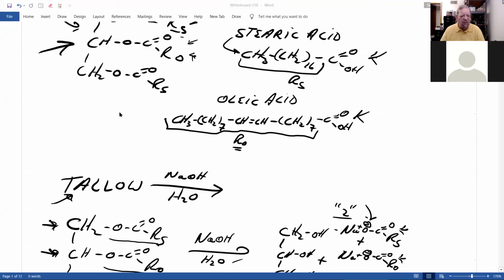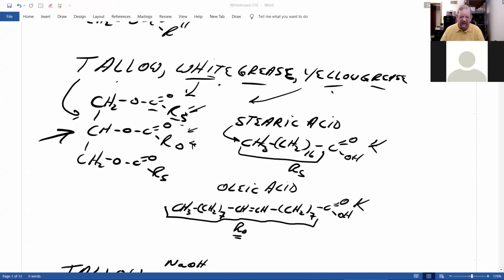Now, again, whenever I say tallow, white grease or yellow grease, this is the structure you should use, this triglyceride. Remember, R sub S stands for this. Actually, it's 17 carbons, 18 plus the carbonyl carbon, to make stearic acid if it's saponified or acid hydrolyzed. We have here R sub O, which has a double bond in here. And when you hydrolyze this with acid hydrolysis, you would get oleic acid.